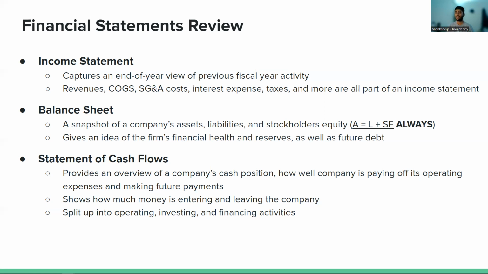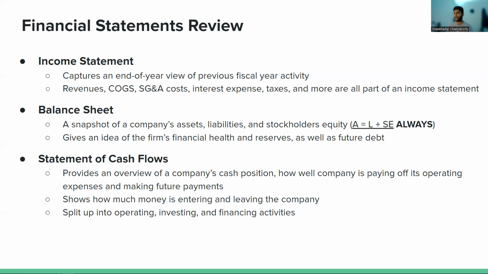The balance sheet is a snapshot. This is how much you have in your assets, liabilities, and equity at any given point in time. Whereas the income statement is a summation of everything you did in any given year, a balance sheet is what your firm has at any given point in time. It's a snapshot. It's a picture, basically. It's not an accumulation.